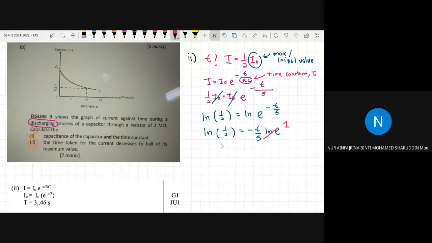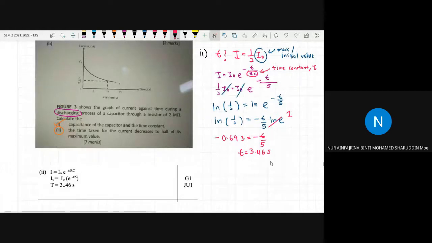And ln 1 over 2 adalah negative 0.693 equals to negative T over 5. So, you punya time taken for the current to decrease half of its maximum value is 3.46 seconds. Okay, boleh? Okay tak? Senang je kan yang ini, time constant semua ni.